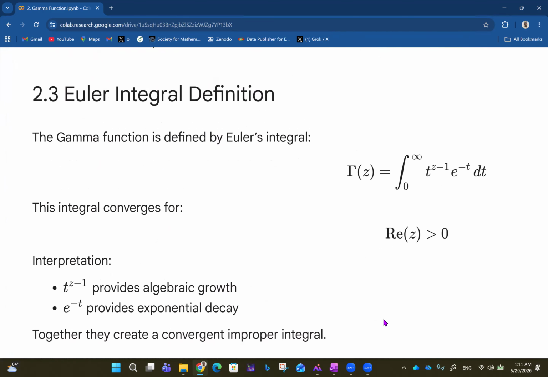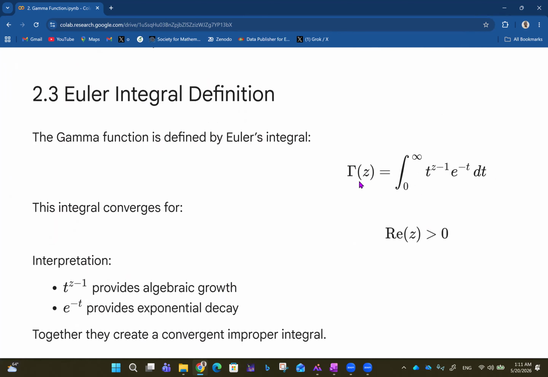The gamma function is defined by Euler's integral. So here we're looking at the Euler integral definition. Gamma of z equals the integral from 0 to infinity of t raised to z minus 1, e raised to minus t, dt. We could as well say gamma of z plus 1 is the integral from 0 to infinity of t raised to z, e raised to minus t, dt. So if you have z plus 1, we have t raised to z. If you have just z, we have t raised to z minus 1. We can even have gamma of z minus 1, which will now be t raised to z minus 2, e raised to minus t, dt. Whatever happens, just pay attention to what you have here.